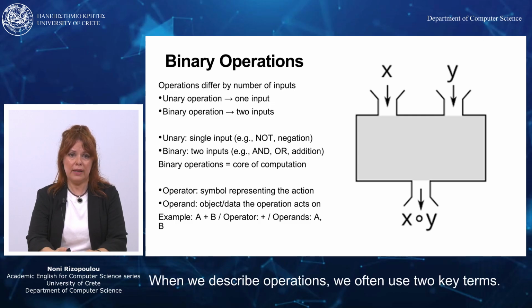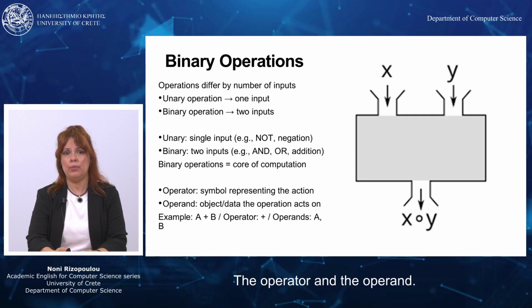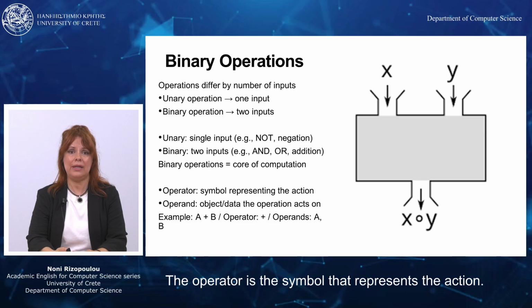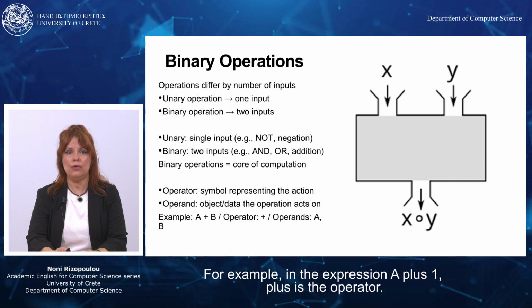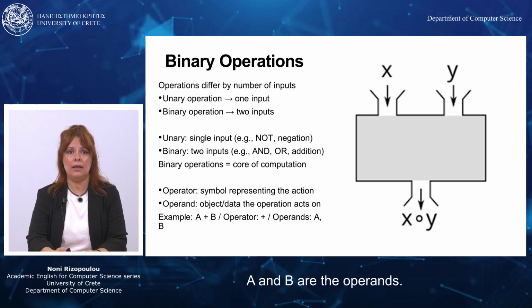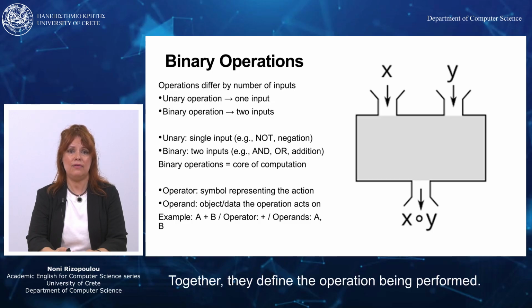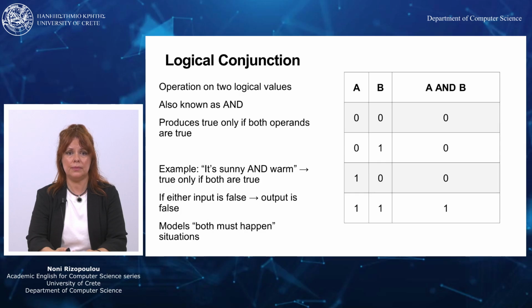When we describe operations, we often use two key terms, the operator and the operand. The operator is the symbol that represents the action, for example, a plus sign or a logical AND. The operand is the object that action is applied to, in other words, the data itself. For example, in the expression A plus B, plus is the operator. A and B are the operands. Together, they define the operation being performed.